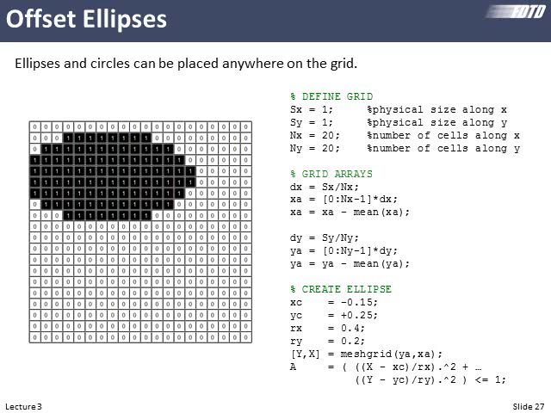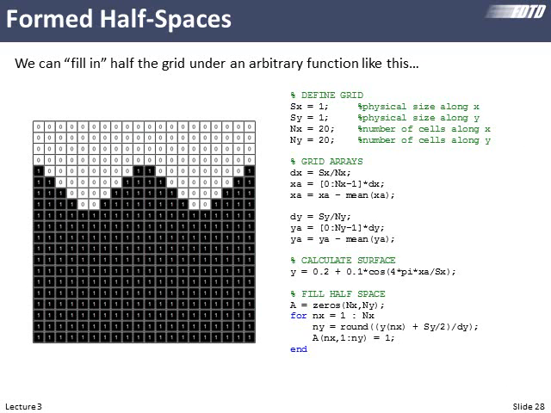So now we can create circles that are no longer circles, they're ellipses, and we can place it anywhere within the array. We can also do something like this. For lack of a better word, I call it a formed half space, where somehow we define some function, defining a line, and we want to fill in all of the values either below it or above it, either way.